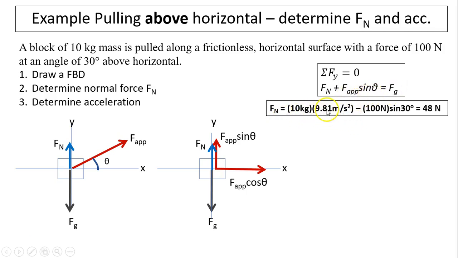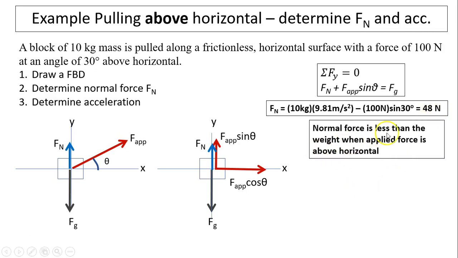Fg is m times g, minus F applied, which is 100 sine 30, which gives us 48 newtons. That is the normal force. So the normal force in this case actually is less than the weight when the applied force is above horizontal.